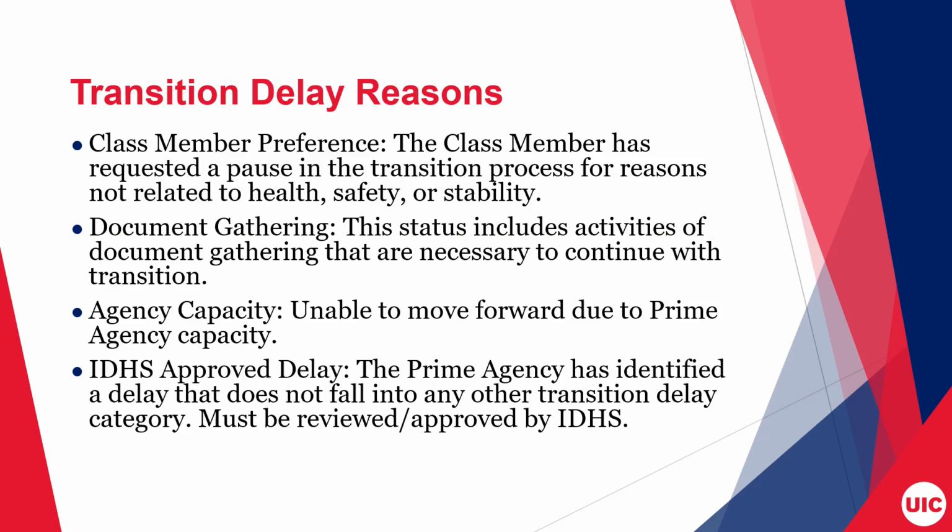The status is selected when the housing search or activities can no longer continue without necessary documents. Examples include when a birth certificate is necessary to move into residential housing, or an award letter or state identification is required to complete an application. Agency capacity. The class member is unable to move forward due to prime agency capacity. IDHS approved delay. The prime agency has identified a delay that does not fall into any other transition delay category. The delay has been reviewed and approved by IDHS.